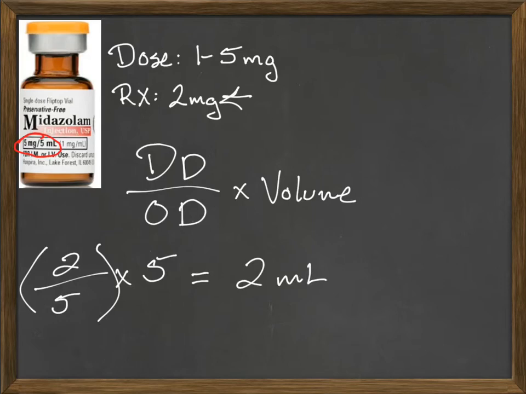And even breaking this down before, if this is milligrams over milligrams, and this is your mLs, these units cancel out, so we're left with 2 milliliters of what we would need.